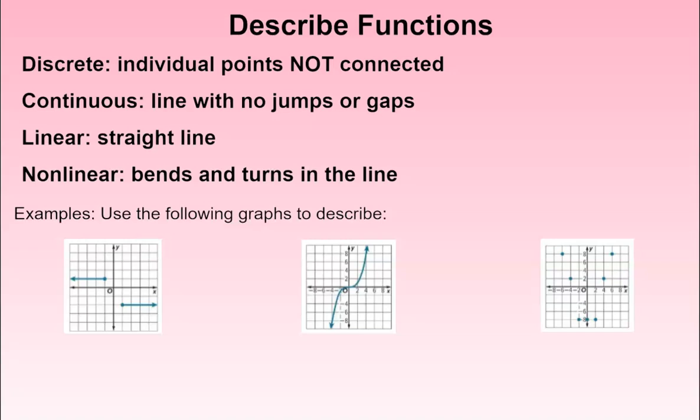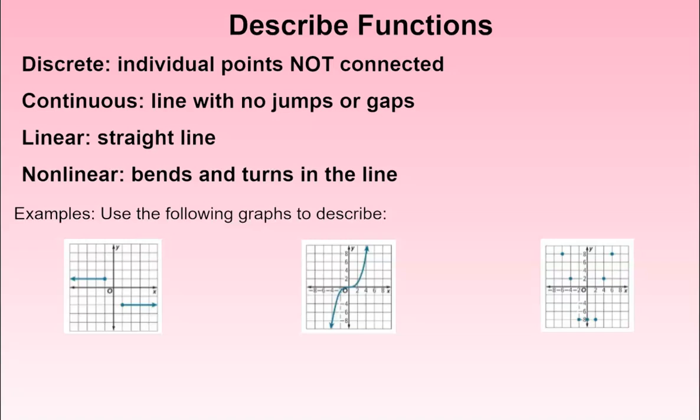A continuous function is a line with no jumps or gaps. So it continues. So you have arrowheads on both ends. Linear is a straight line. There's no bends or curves in it. And a nonlinear function, they do have bends and they have turns and curves in the line. So we're going to look at three examples here, and we're going to describe each of these functions using these terms.